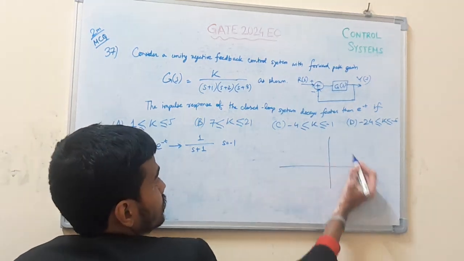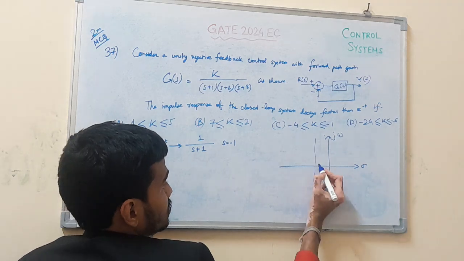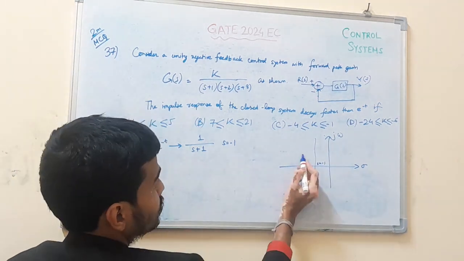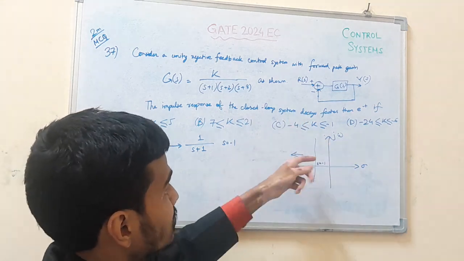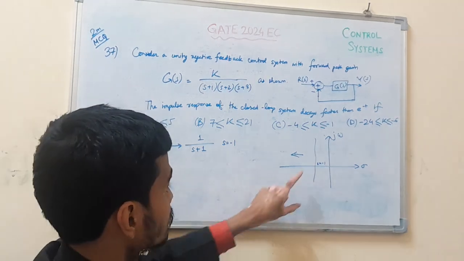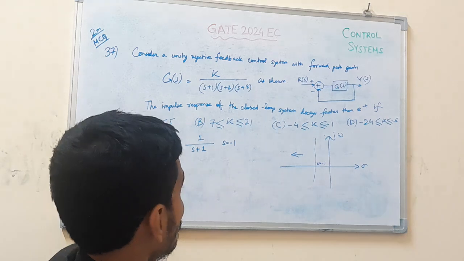This is the j omega and sigma axes. This is s equal to -1, or sigma equal to -1. If the poles are to the left of this line, then we can say that the system decays faster: e to the -2t, e to the -3t, all decay faster than e to the -t. So basically, the closed loop poles should lie to the left of the s equal to -1 line.